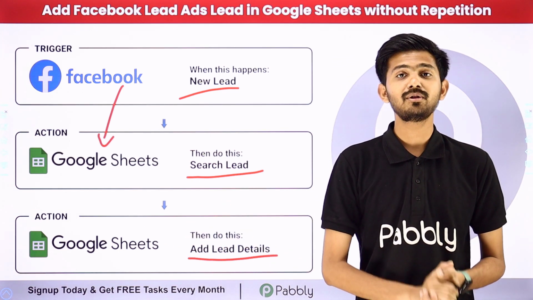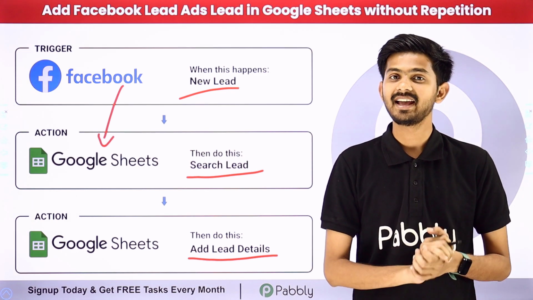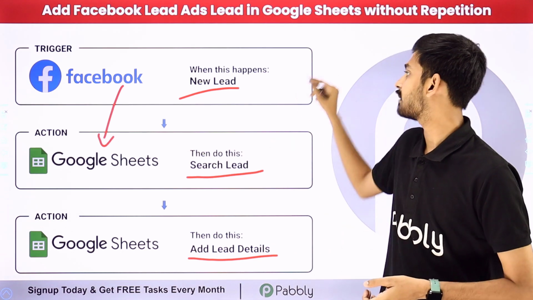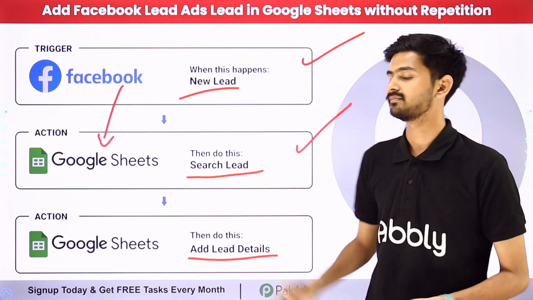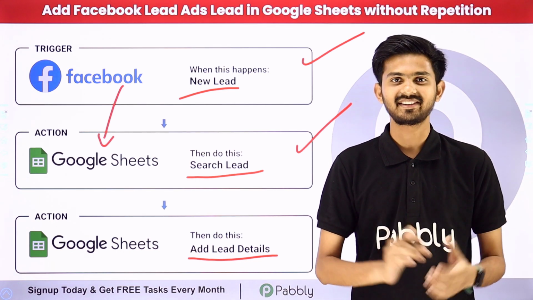So for this, I need to use Pabbly Connect, which is an amazing software for automation and integration. In Pabbly Connect, I need to use trigger and actions. In the trigger application, I'm going to use Facebook lead ads. In the action application, I'm going to use Google Sheets. So how am I going to build this connection? For that, let me take you to my computer screen.